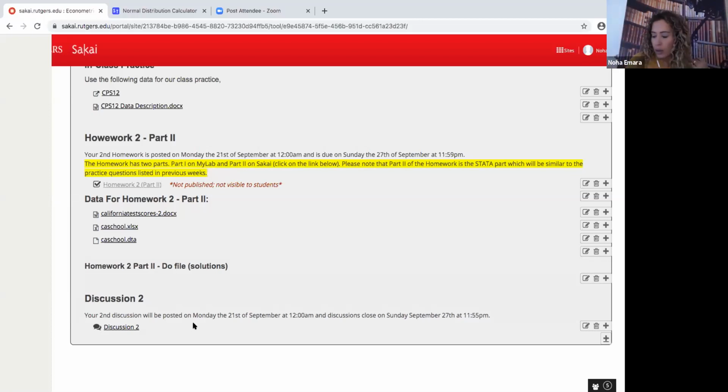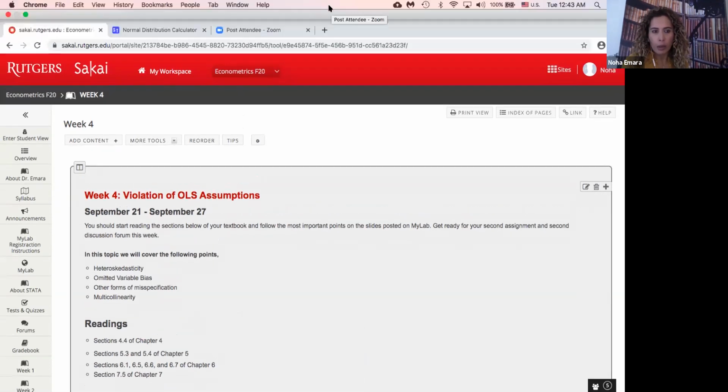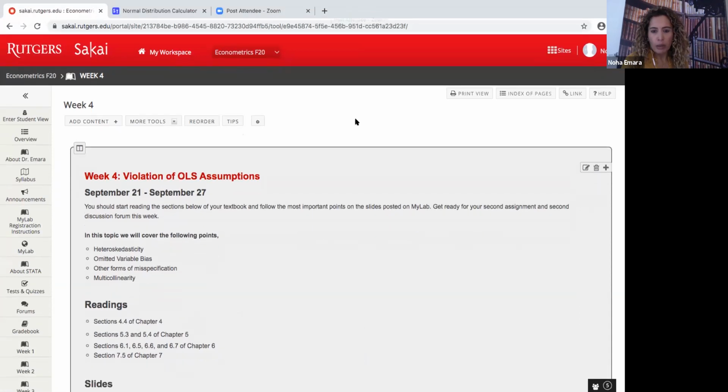Okay. All right, so what I'm going to do now is share the iPad, and go through our topic, which is the violation of the OLS assumptions. I'm going to start with the OLS assumptions, what the assumptions are, and then how we are violating them and how it's going to affect our model. So let me go ahead to the iPad.